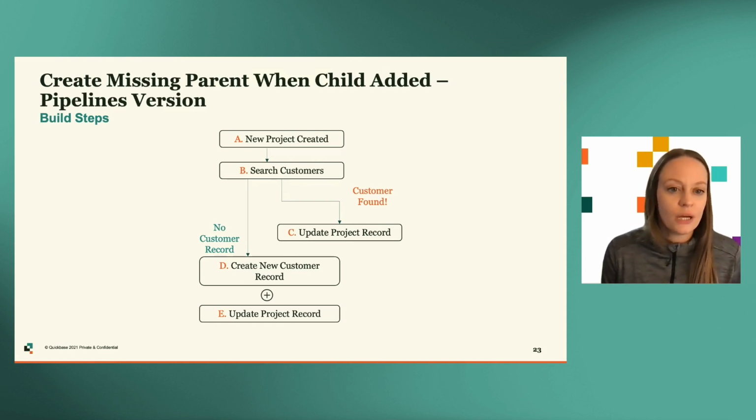So here you can see our first step, step A, which is our trigger: when a new project is created, that's going to kick off this entire workflow. We then want to, in step B, search for our customers. And here's where we kind of fork in the road. If there is a customer found, on the right-hand side you can see we're simply going to update the project record with that related customer. But if there is no customer record that's found, we're going to have the pipeline do two steps. Create a new customer record, and then update the project record with that new customer record.